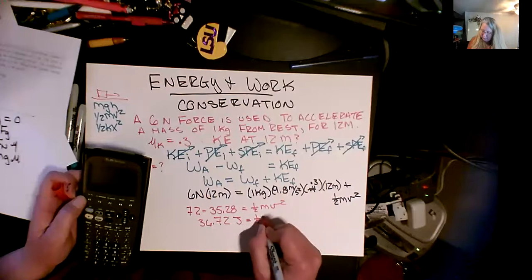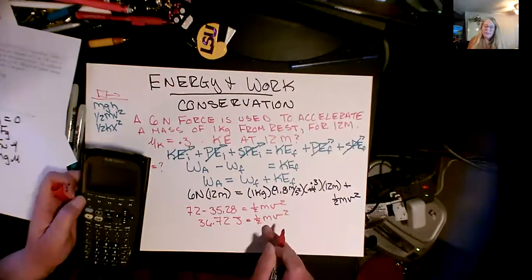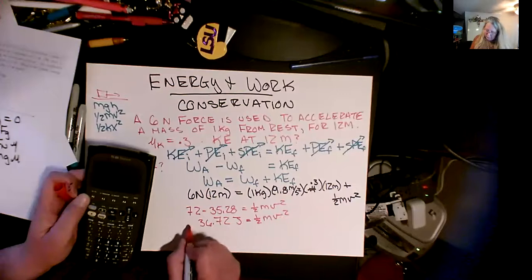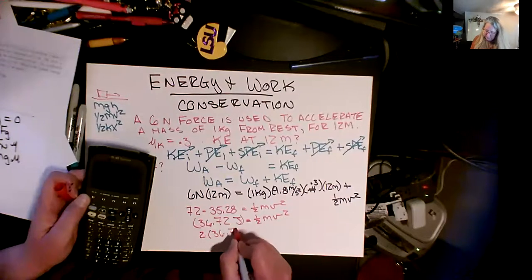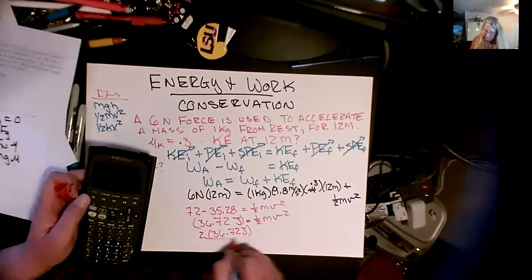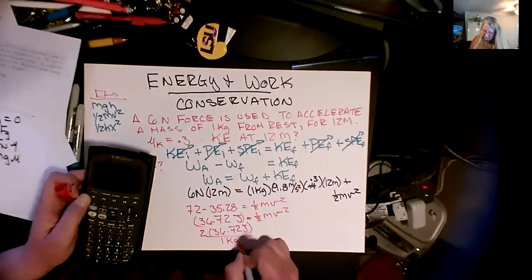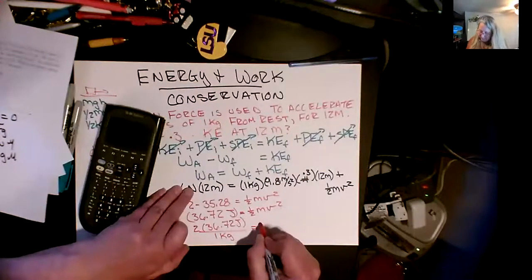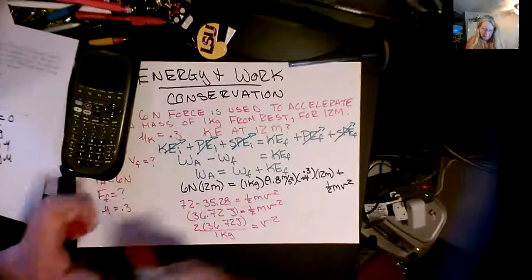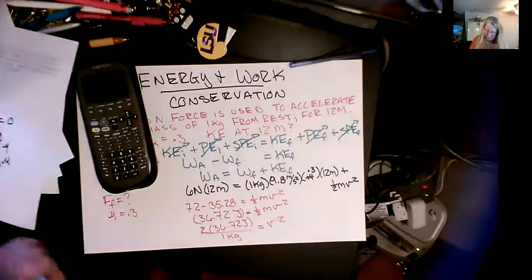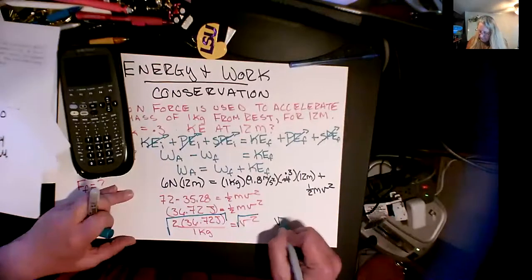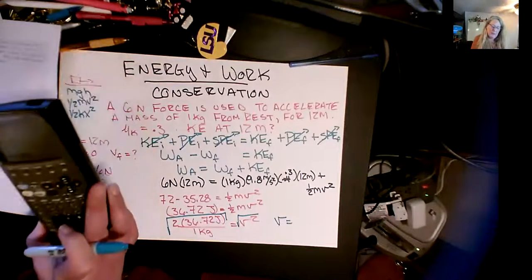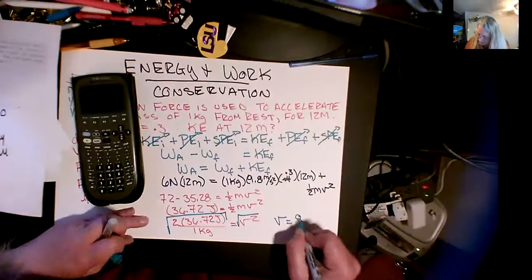Equals 1/2 mv squared. In this case, mass is just 1. So move the 2 over here. Times 2. So 2 times 36.72 joules divided by my 1 kilogram mass equals v squared. Or take the square root of both sides. Bada bing, bada boom, I get that velocity equals 8.6 meters per second.